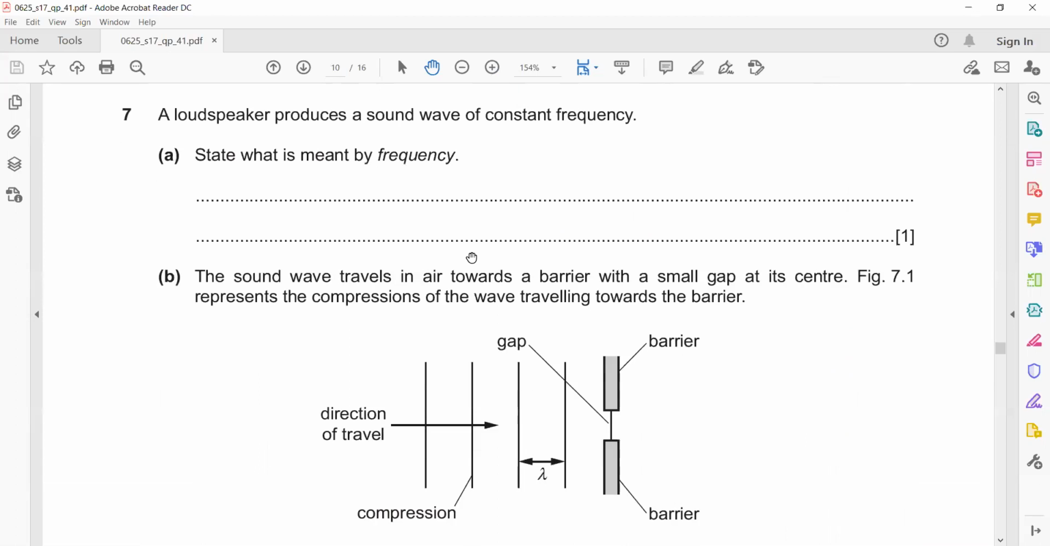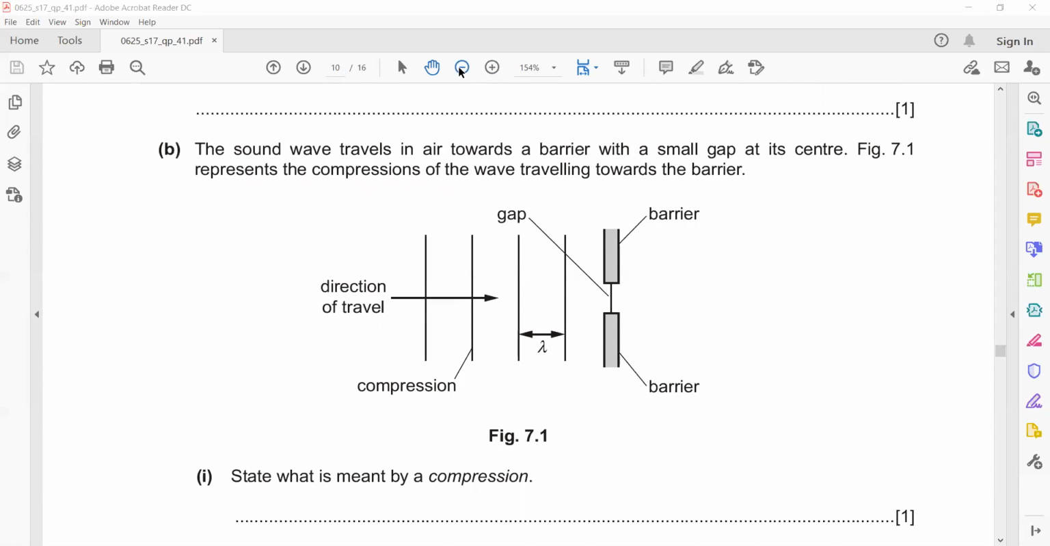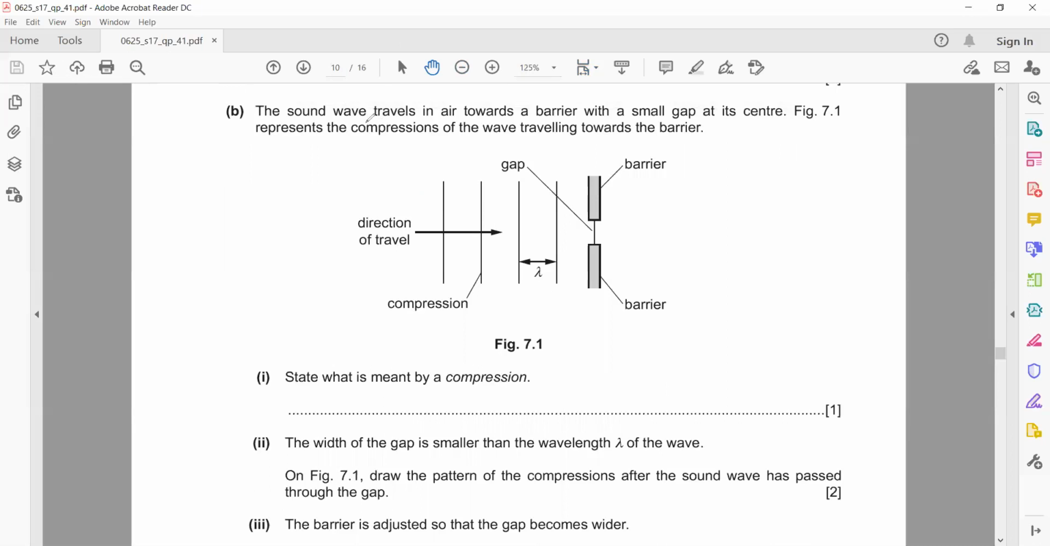Question number 7. Is there any doubt in question 7? 7 part B: the sound wave travels in air towards a barrier with a small gap. So this barrier has a small gap. State what is meant by compression: the region where the particles are closer and the pressure is high. The width of the gap is smaller than the wavelength. On the figure, draw a pattern of the compression.